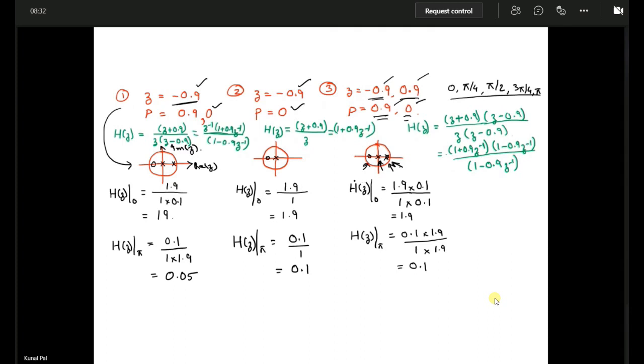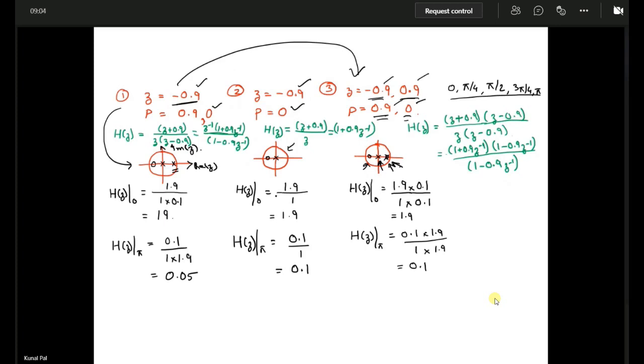If you see over here, if you consider the second case, you have a zero and you have a pole. In the first case, we have an extra pole at 0.9. And lastly, if you go from the first case on to the third case, over a pole, we have placed a zero. Okay.